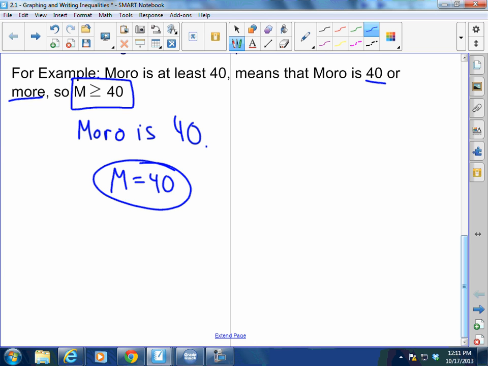Okay? Thank you very much. But "is" we're talking about an equation. When I say "is at least," we're talking about greater than or equal to. "Is at most" means less than or equal to. Thank you, sir. All right.